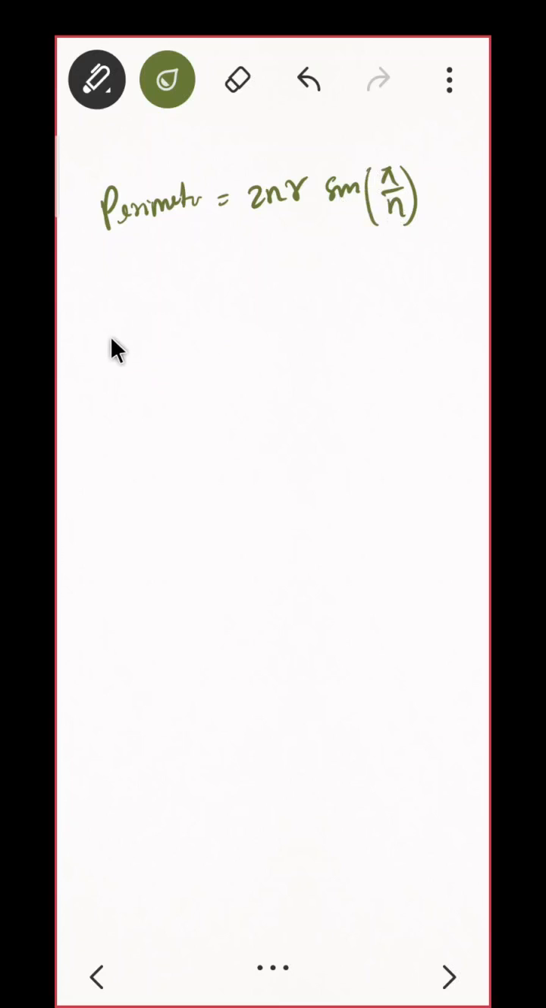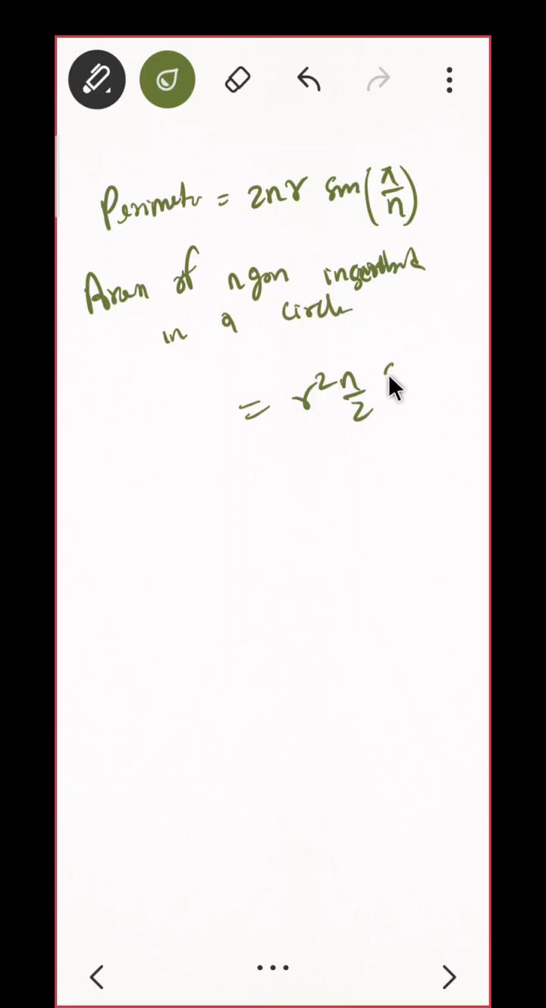And if you want to find the area of a triangle or area of an n-gon inscribed in a circle, saying inscribed in a circle has the benefit that you don't have to say that it is regular. It will obviously be regular because it is in a circle. So that will work with the radius. Inscribed in a circle, that is equal to r square n by 2 sine 2 pi by n. Yes.